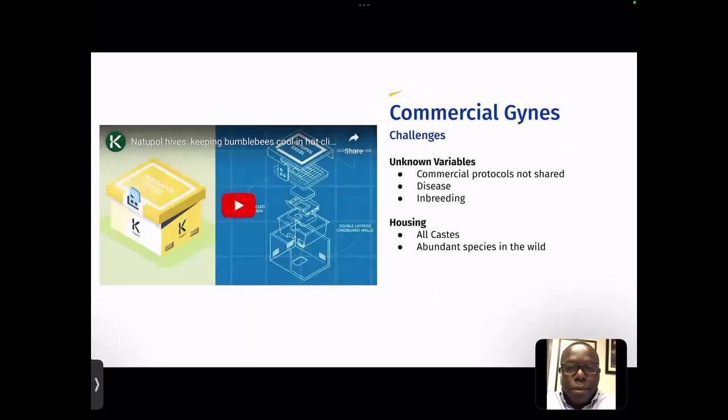Commercial gynes, we basically mail order them. We put in an order, they send us a colony, and then we do our research with that. However, we're not given the rearing protocols, so we don't know what conditions they're raised in. We don't know if they have any diseases. And we don't know if there's a presence of inbreeding, which can definitely affect our research.